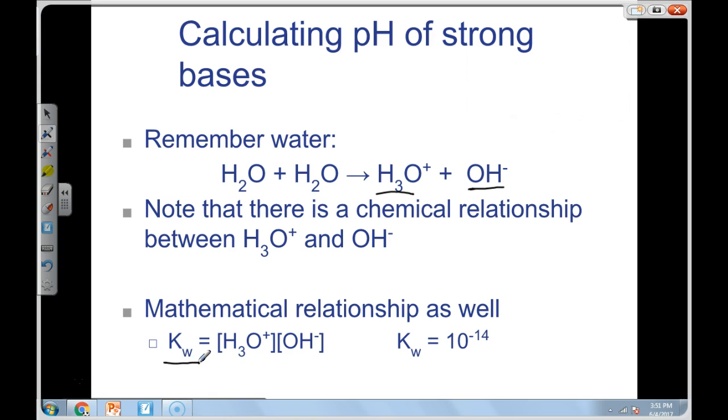is Kw. Now I don't expect you to know what Kw is yet mathematically or chemically, but I do expect you to understand that when you multiply the concentration of the hydronium ion and the concentration of the hydroxide ion together, you get the value of 10 to the negative 14. Now, for all you calculator buffs, realize that you're going to have to type that in your calculator as 1 times 10 to the negative 14 in order to get that in there correctly.